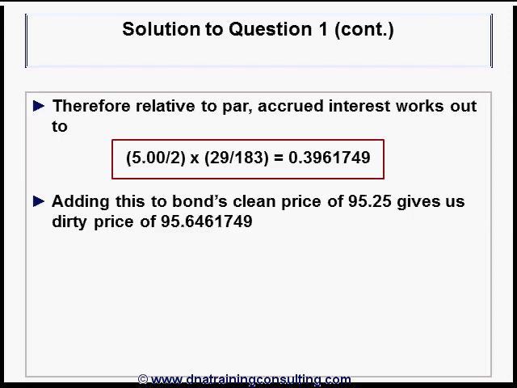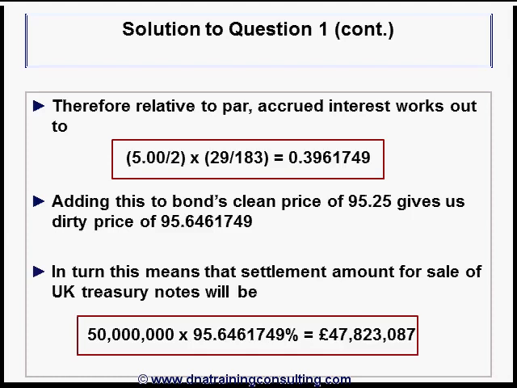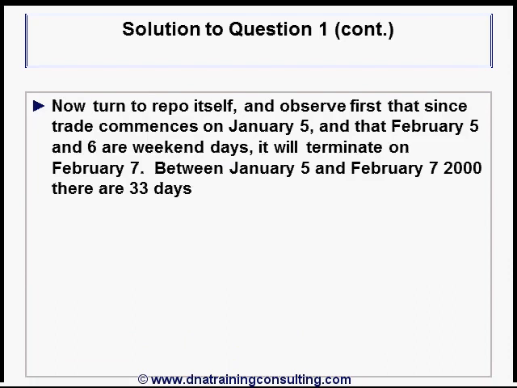Adding this to the bond clean price of 95.25 gives us a dirty price of 95.6461749. In turn, this means that the settlement amount for the sale of the UK Treasury notes will be this quantity here. Now we turn to the repo itself and observe first that since the trade commences on January 5 and that February 5 and 6 are weekend days, it will terminate on February 7. Between January 5 and February 7, 2000, there are 33 days.